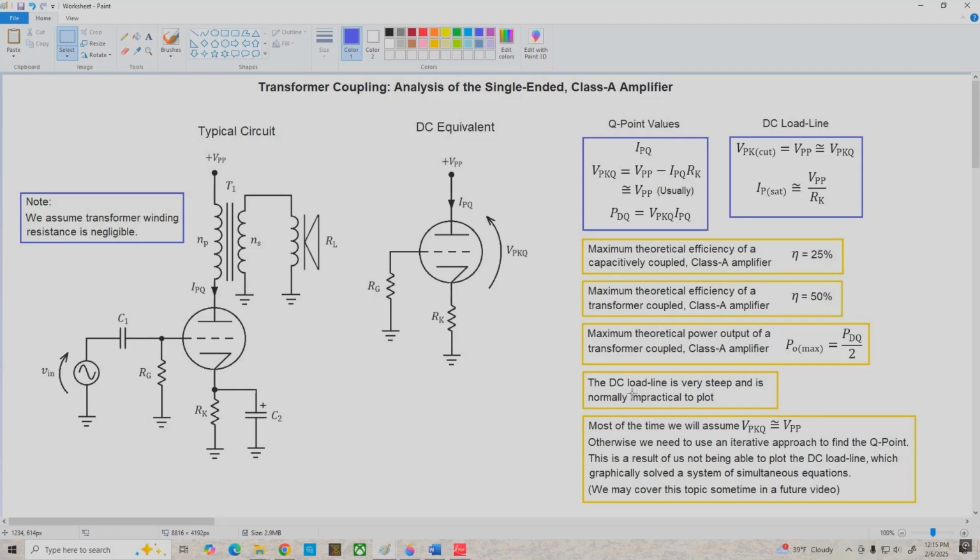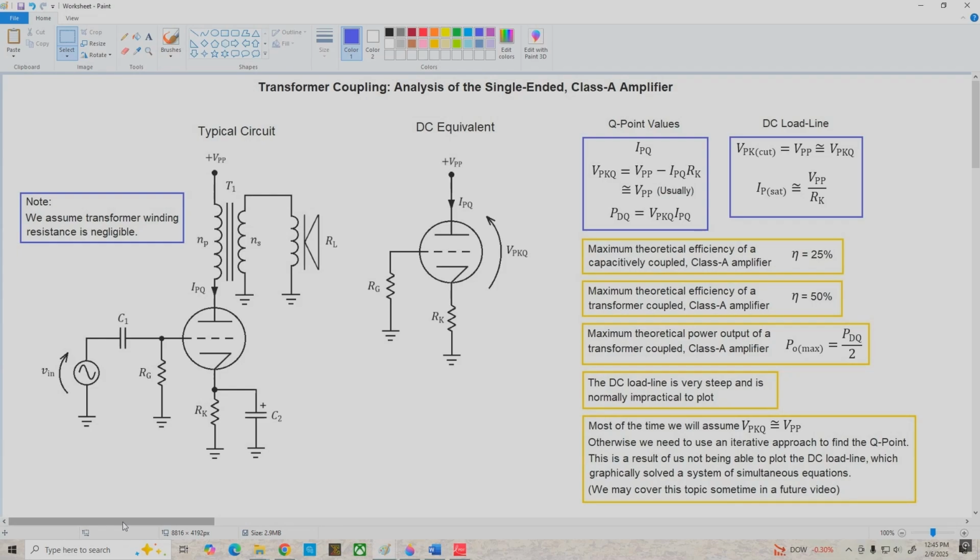Again, to reiterate, the DC load line is really steep, and it's almost impossible to plot it on the typical plate curves that we'll be working with. And most of the time, to reiterate, we're going to assume VPKQ is about equal to VPP. If we don't make this assumption, because we can't plot the DC load line, we'd have to resort to some iterative techniques to find the Q point, and either that or solve some simultaneous equations, some of which are nonlinear. Not fun. We're not going to do that. So we're going to make this approximation.